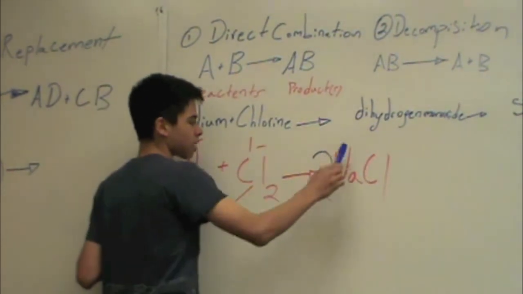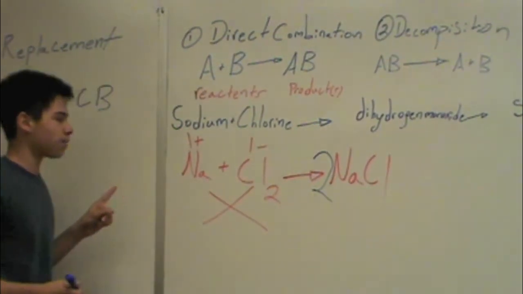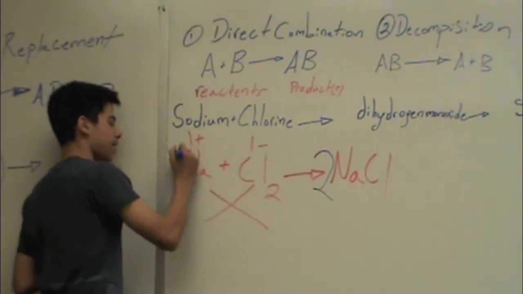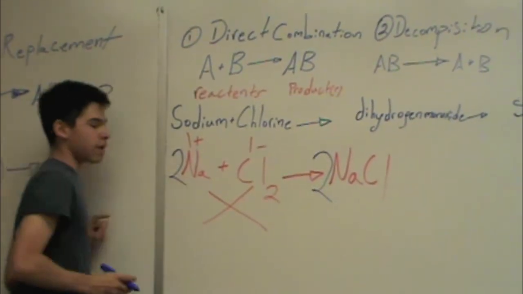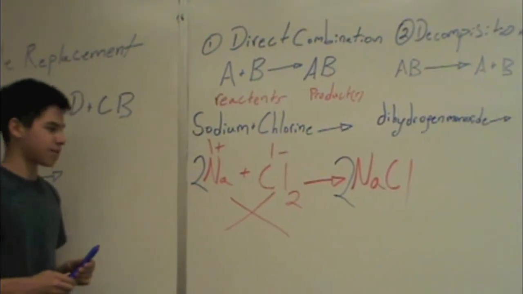So that means we have 2 sodiums and 2 chlorine. But now we have 2 sodiums. So in order to correct that, we put a coefficient of 2 in front of the sodium. And that is a correctly balanced equation.